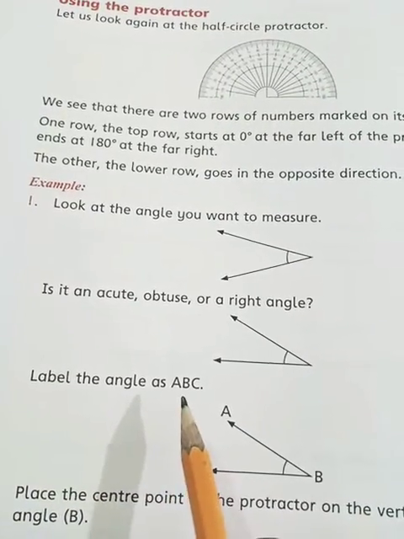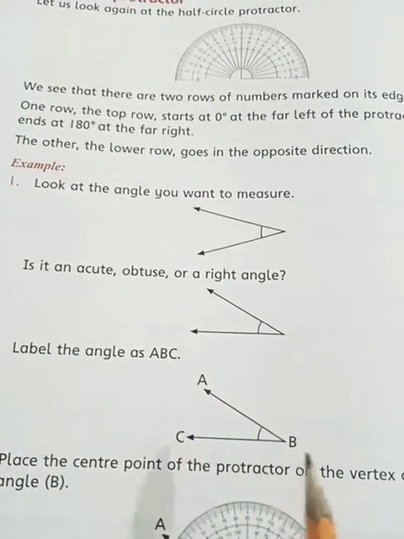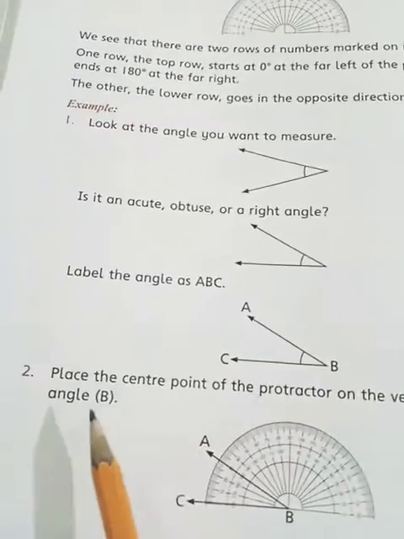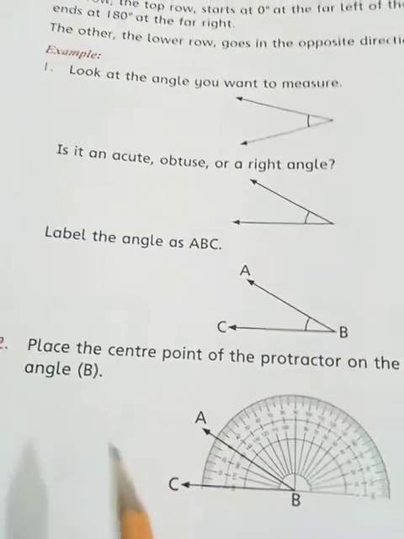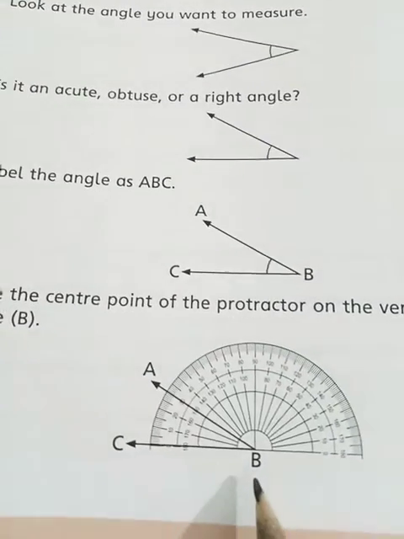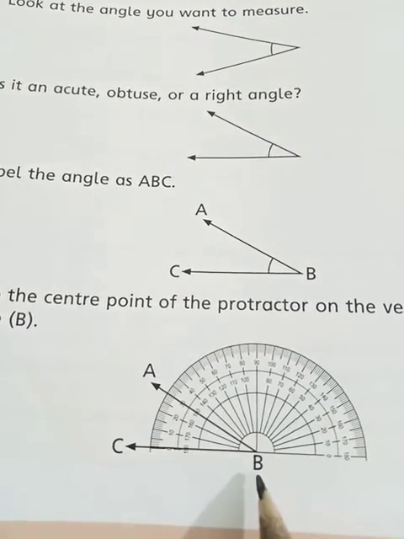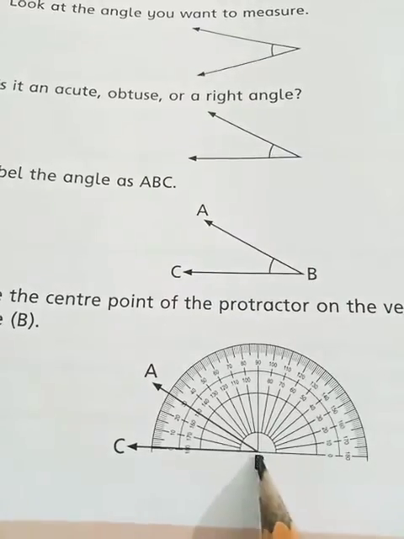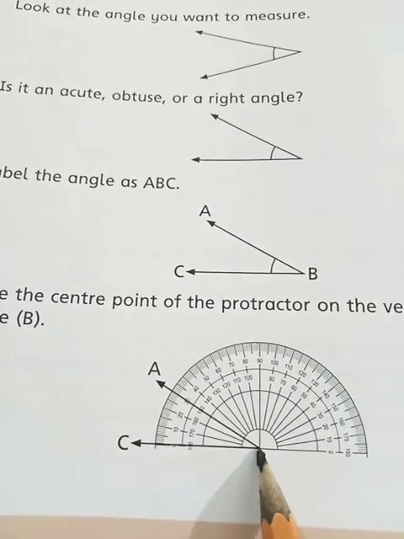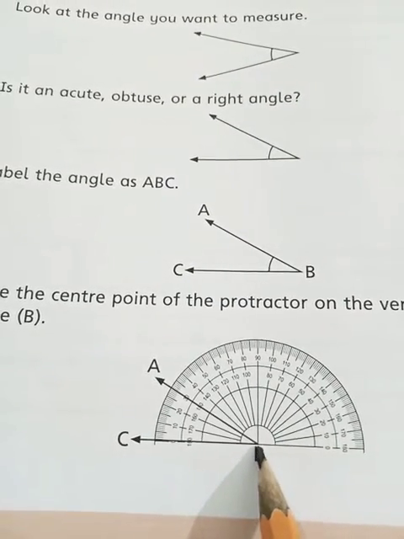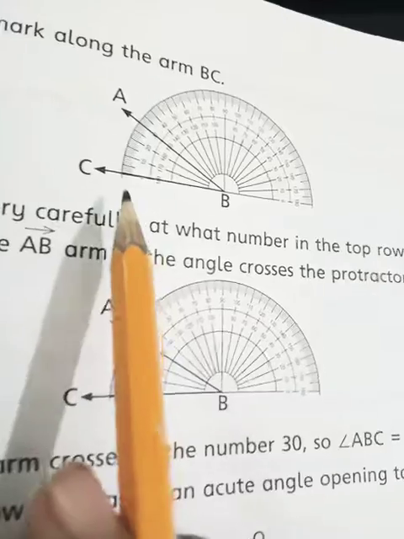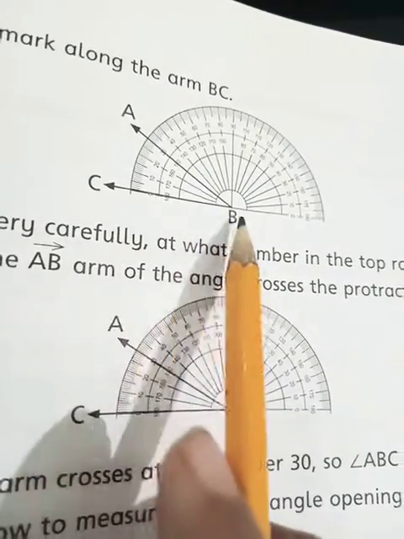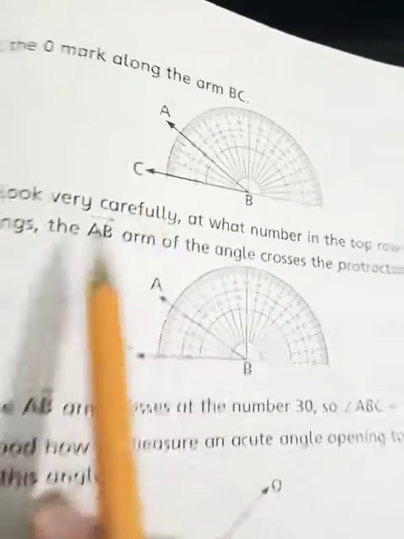Label the angle as ABC. Here we can give the name as ABC. Place the center point of the protractor on the vertex of the angle B. Now we have to measure it with the protractor, and we will place the protractor so that the middle point of the protractor lies on the vertex B. Okay. Now next, put the zero mark along the arm BC. Here the zero mark should coincide with the arm BC.